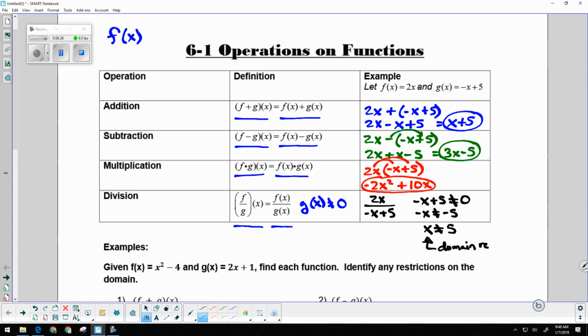The domain restriction. Okay, and that was the same thing over here. This g of x cannot equal 0. That is your domain restriction. The domain always starts off with all real numbers, and then depending on what kind of operation you have, you might have to restrict some values.